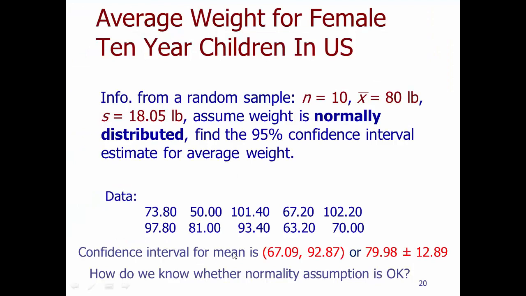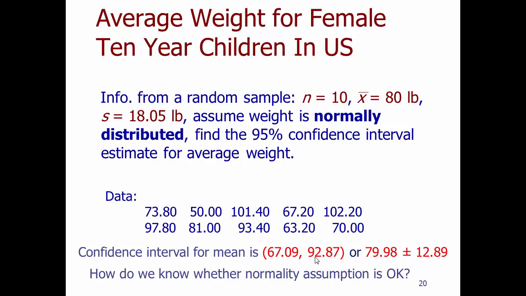So the answer to this, the confidence interval is this, or the mean 79.98 plus or minus margin of error. Again, this margin of error is the difference between any of these two endpoints to the mean. The mean will be the midpoint of this interval.